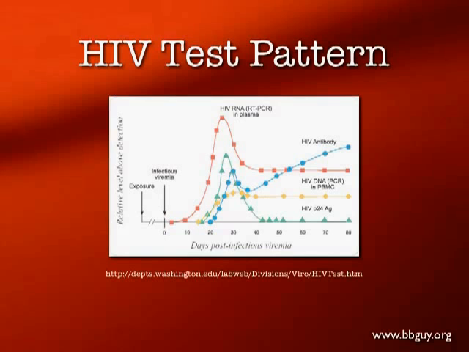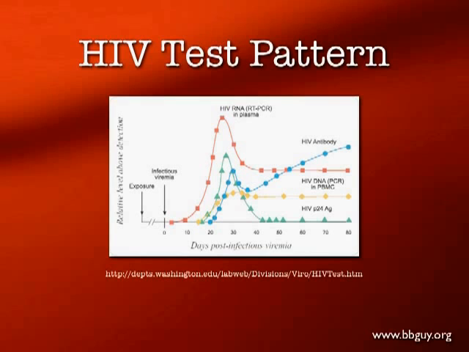Here's the testing pattern for HIV, and again, you see the first thing that comes up with that shorter window period is the presence of HIV RNA. This particular chart is showing, it's actually a graph, isn't it? It's showing HIV RNA with reverse transcriptase PCR, but it's similar with TMA.